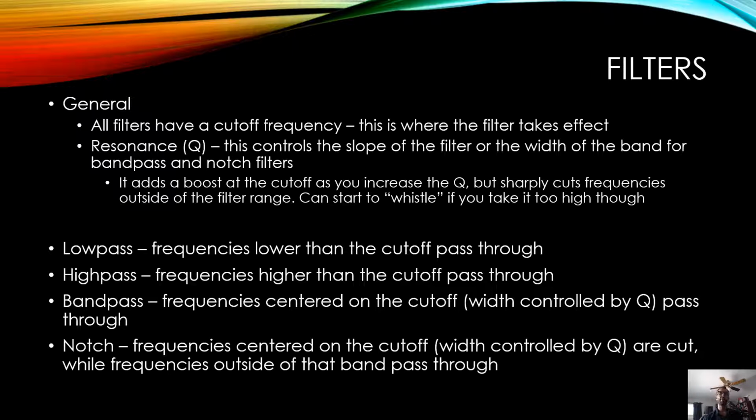So let's talk about the types of filters. The main ones are low pass, where frequencies that are lower than the cutoff pass through and are heard. High pass is the opposite. Frequencies that are higher than the cutoff pass through and are heard. Band pass is where frequencies centered on the cutoff, with Q controlling the width, pass through. So you might have a center frequency here, and then the width will expand it. Everything within that boundary will go through, but everything off to the sides will get cut.